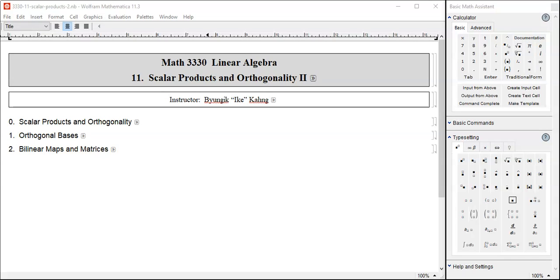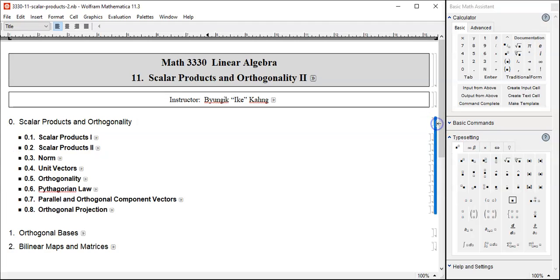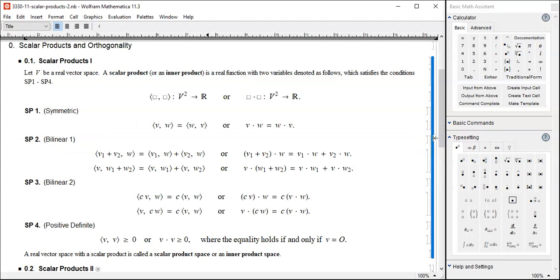Hello students, let us begin Module 11. Module 11 is a continuation of Module 10, as you can see from the title. It's coming from the same chapter, Chapter 6 of our textbook. So let's begin with a review of Module 10 materials, and here we go.